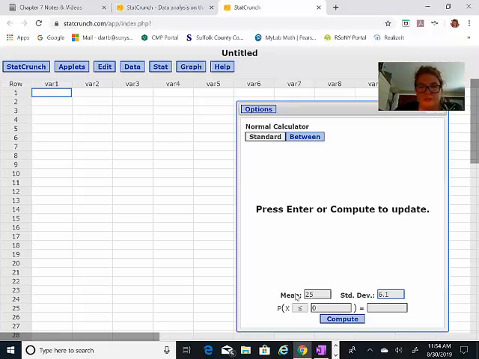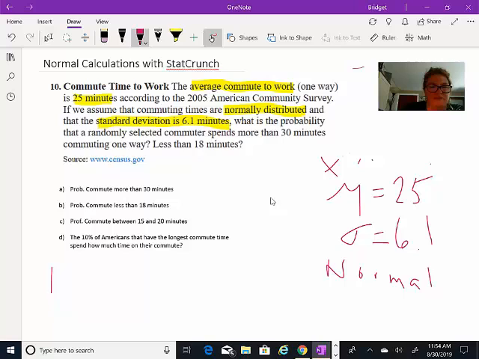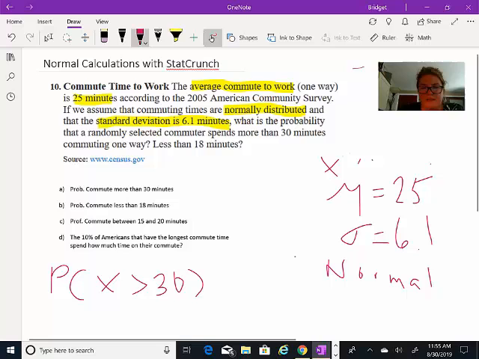And now let's go back to the probability question for a minute here. The first probability question, part A, is the probability that the commute is more than 30 minutes. More than is greater than, so if we were to translate that, that would be the probability that x is greater than 30. And so here we're going to go back to StatCrunch.